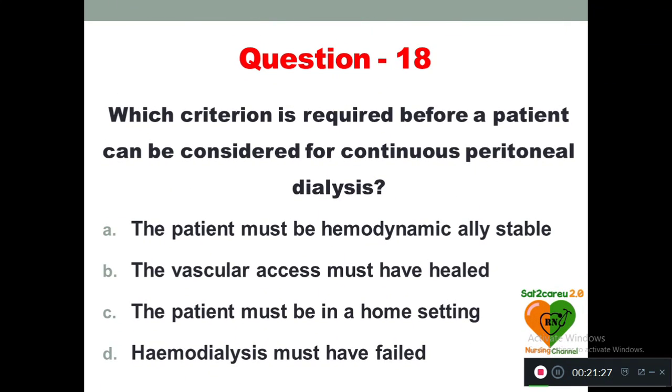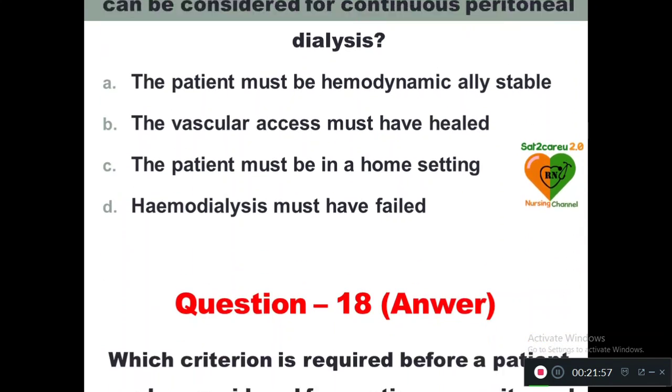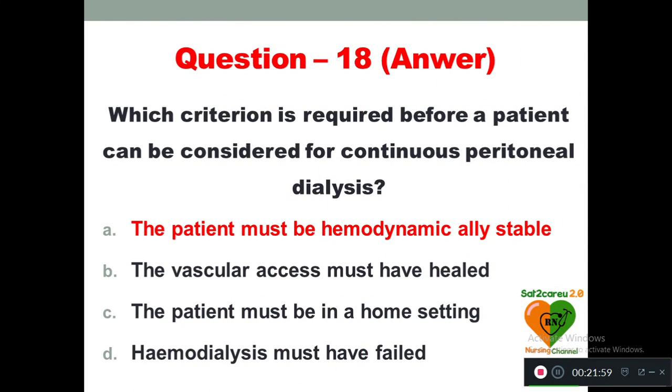Question number 18. Which criteria is required before a patient can be considered for continuous peritoneal dialysis? Option A. Patient must be hemodynamically stable. Option B. The vascular access must be healed. Option C. The patient must be in a home setting, and D. Hemodialysis must have failed. The criteria required would be option A. The patient must be hemodynamically stable.